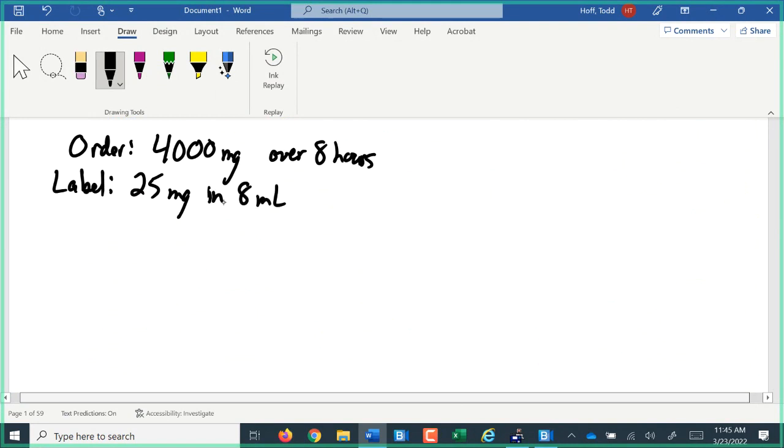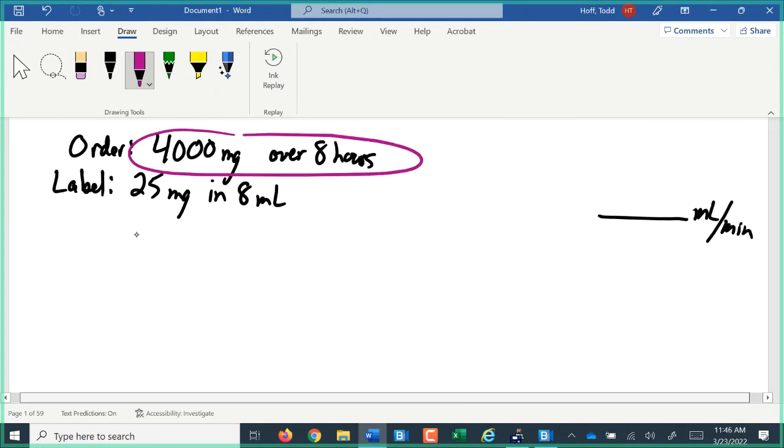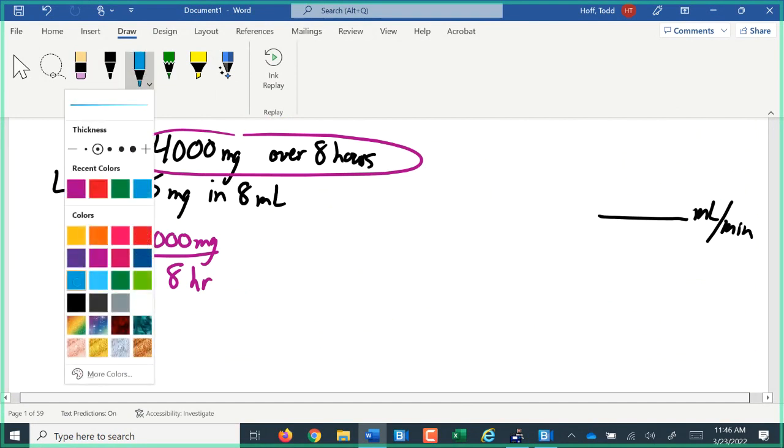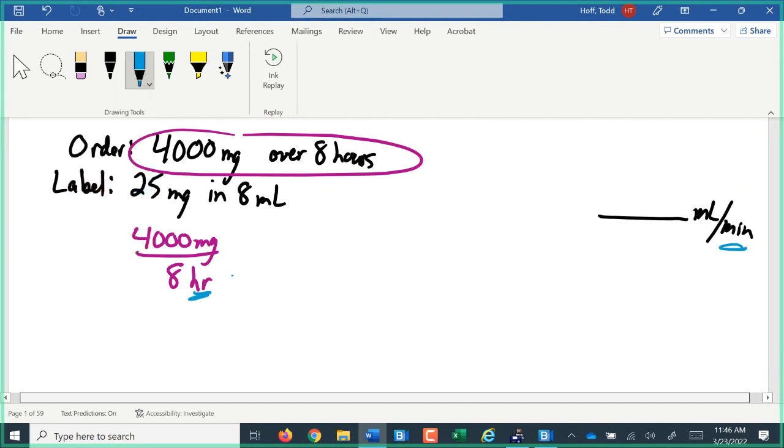And our infuser here requires the setup be done in milliliters per minute. This is going to require one extra step in our process. So we start off with the order still, 4,000 milligrams over 8 hours. And we still need to change the time from hours into minutes. So let's do that first.